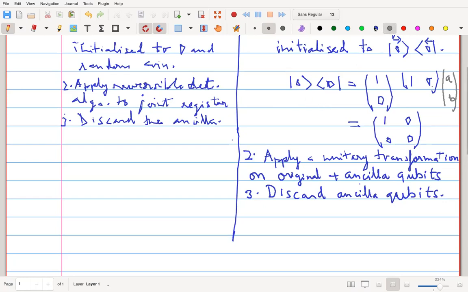Yeah. So some abstract reasoning. Okay. Let's get back to our business.